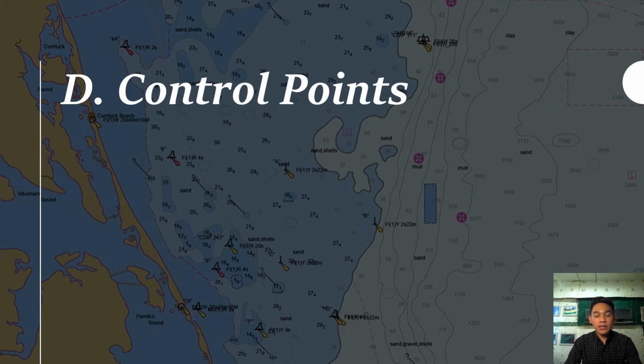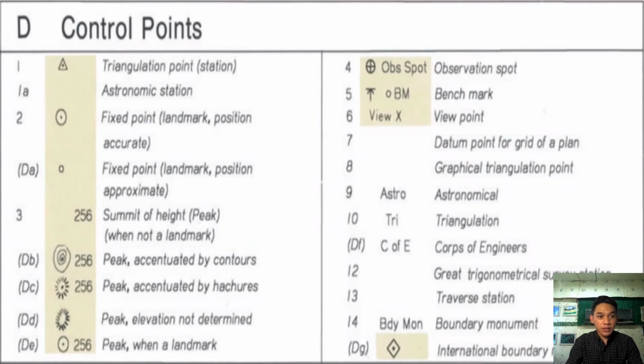I am Cadet Mancao Glenn Lloyd, and I'm going to continue the report of our group. So the next part is part D, which is control points. Okay, so the first is this symbol, which is a triangle with a dot on the inside. So it is a triangulation point or station. And the 1A is astronomic station. Number 2 is a circle with a dot on the inside.